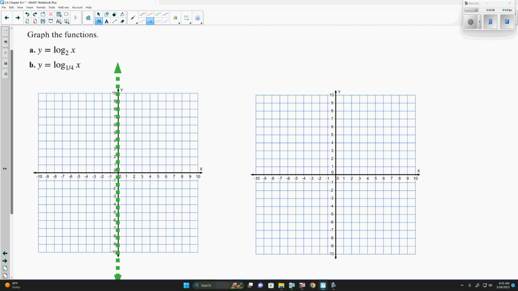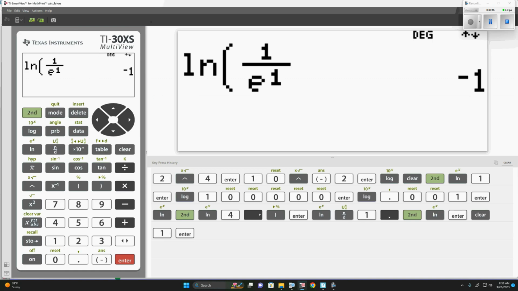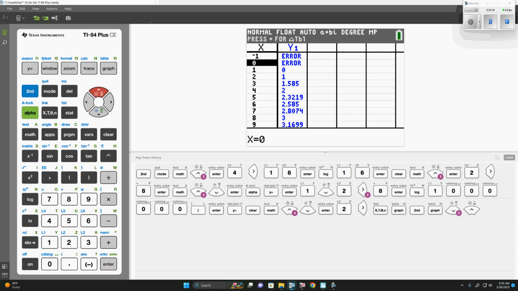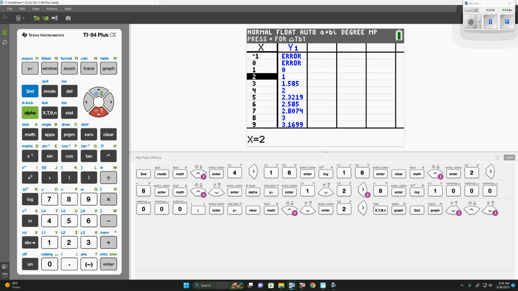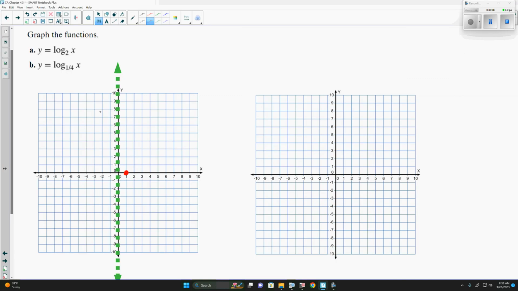And from here, we can plot points. Now I can't plug in a value for 0 because it just doesn't work. But looking at the graphing calculator, when x is 1, y is 0. So I do have a point right here. When x is 2, y is 1. So we have 2 points.